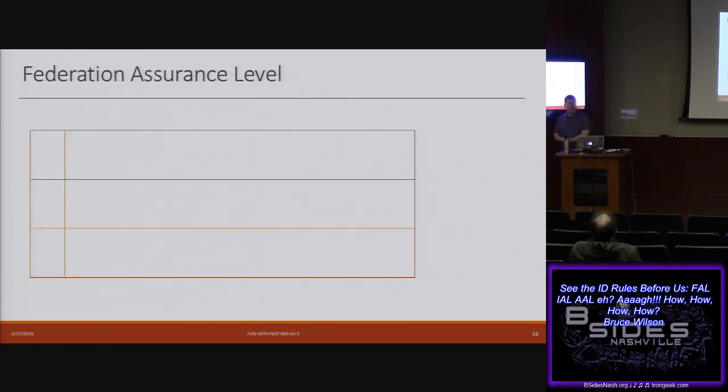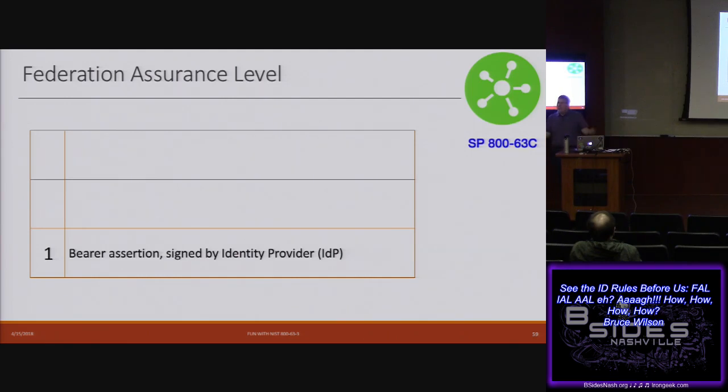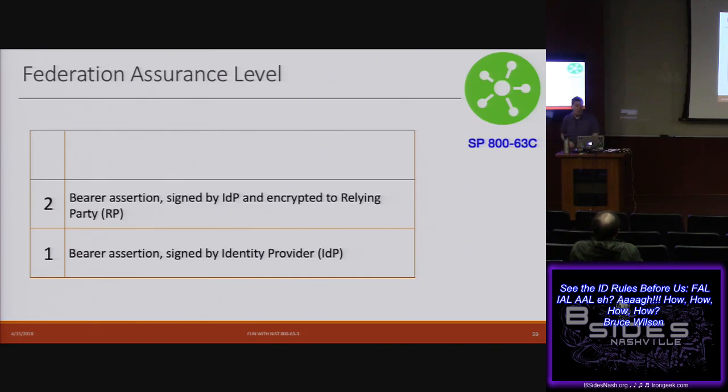So let me slide now into federation assurance level. This is again where we're relying on somebody else. SAML is a common way to do this. This is evolving. Federation assurance level 1 is a bearer assertion signed. Standard SAML implementation, standard OAuth implementation. Level 2, that bearer assertion is signed by the IDP and it's encrypted to the relying party. So you're using the relying party's public key for encryption and the identity provider's private key for signing.